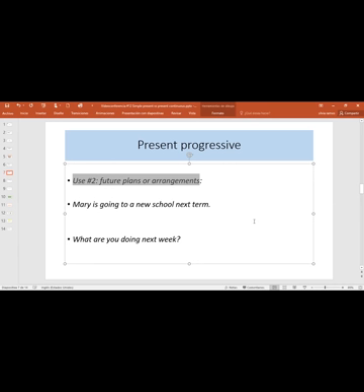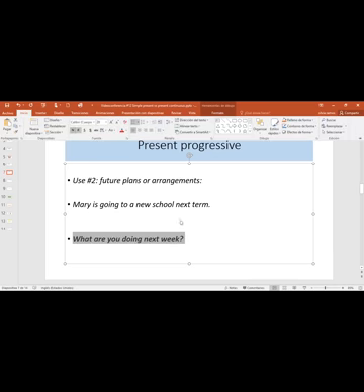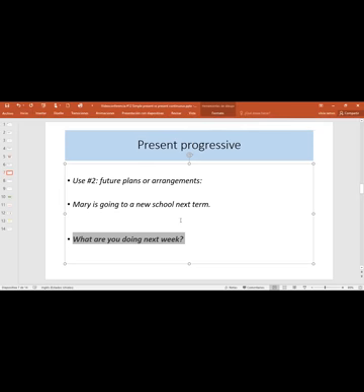For example, Mary is going to a new school next term. I can say, I am eating pupusas after the class. When I say after the class, I'm talking about the future. A very usual question that you can have with present progressive is, what are you doing? What are you doing next week?